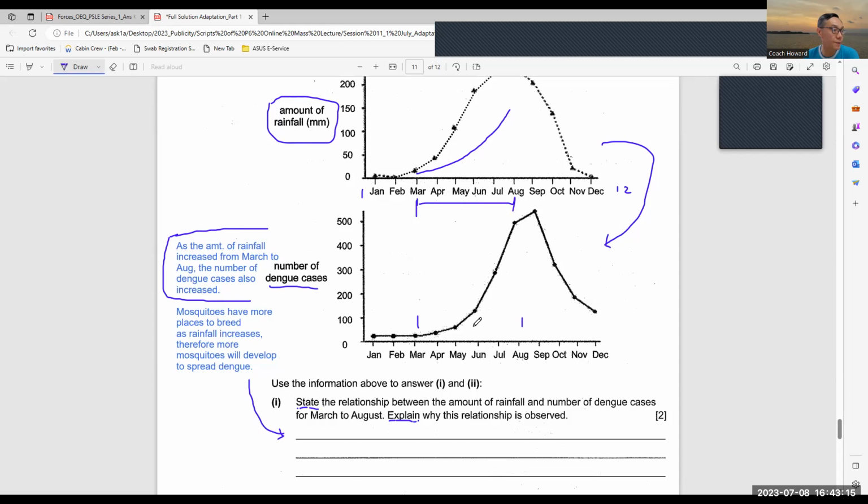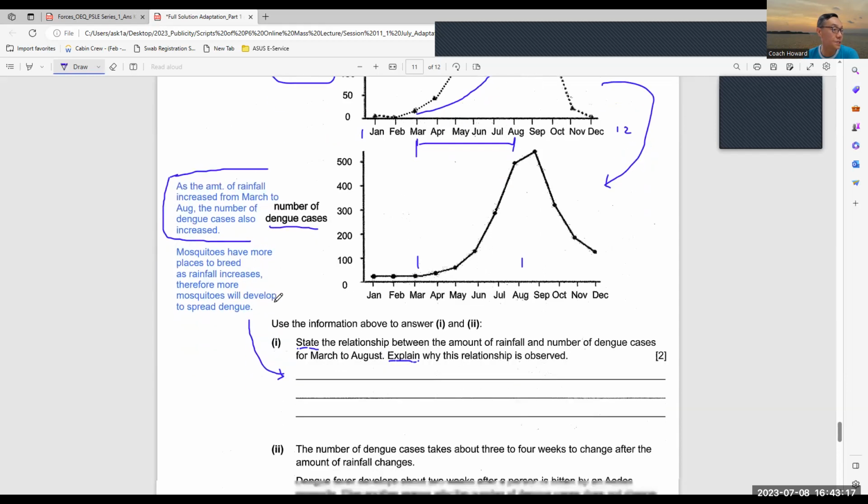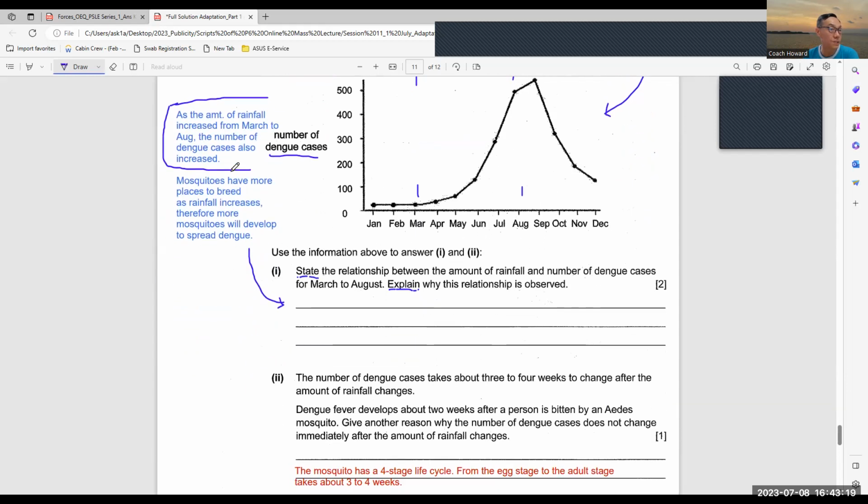Okay, now you need to explain why is this the result of this. Okay, because as you know, mosquitoes need water or stagnant water for breeding ground. So you mention mosquitoes have more places to breed as rainfall increases. Therefore, more mosquitoes will develop to spread dengue.